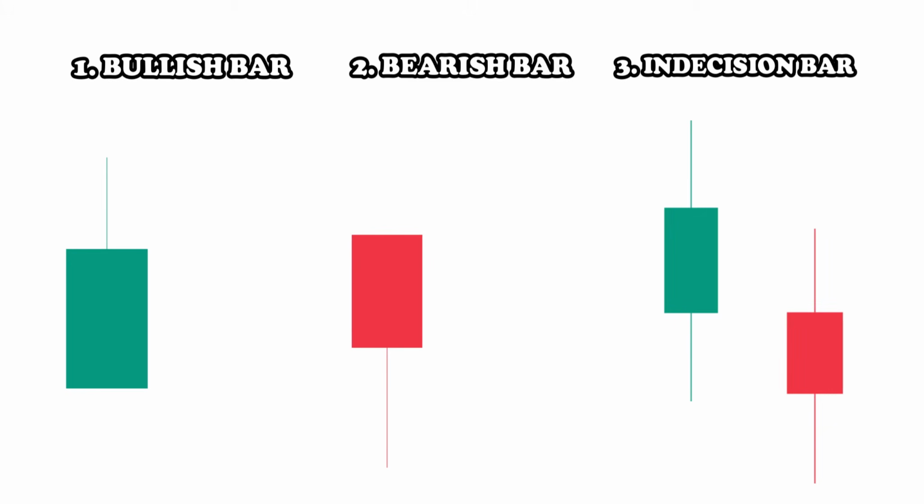To simplify the Heiken Ashi patterns, all bars that have wicks at both the top and bottom are categorized as indecision bars. Regardless of the color of the bar, if there are wicks on both sides, it is considered an indecision Heiken Ashi bar. But why should you use Heiken Ashi bars in trading?